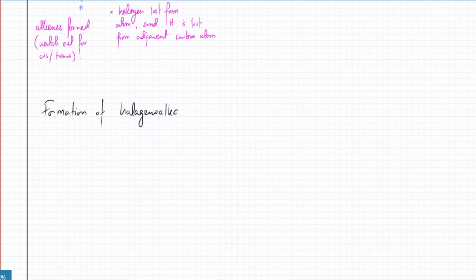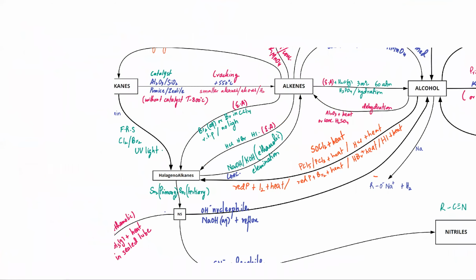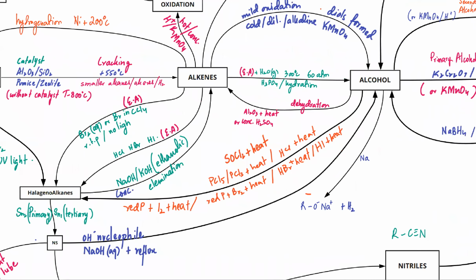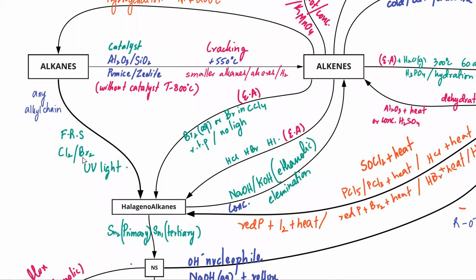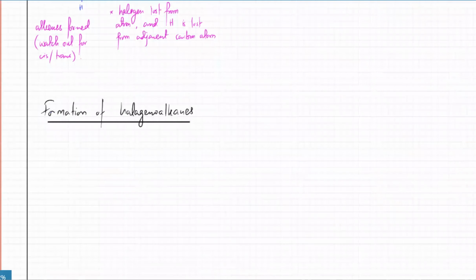Now for these reactions, the details are not important. It's not like nucleophilic substitution, so the detail is really not important. If you look at the sheet, formation of halogenoalkanes happens in a lot of ways. Like you can do free radical substitution of alkanes with UV light, that would result in halogenoalkanes. Bromination of alkenes, reactions with HCl, HBr, and HI, that would also produce halogenoalkanes.